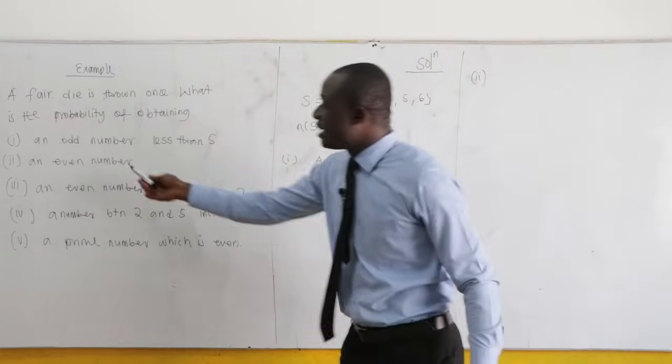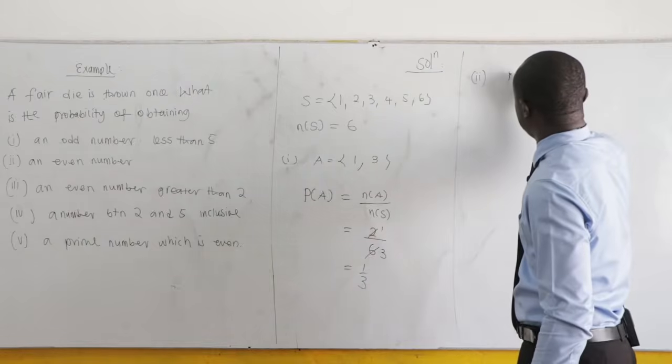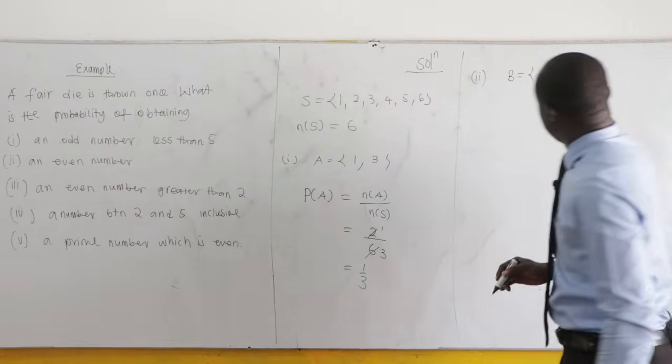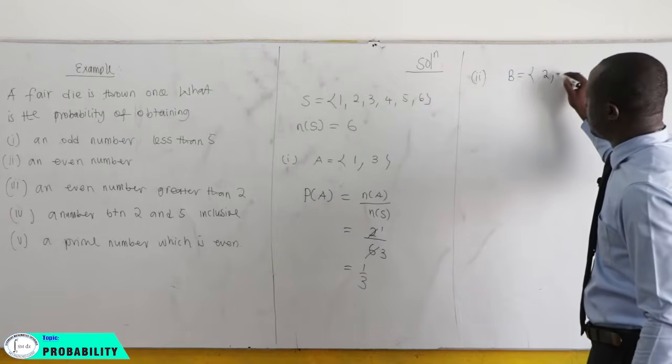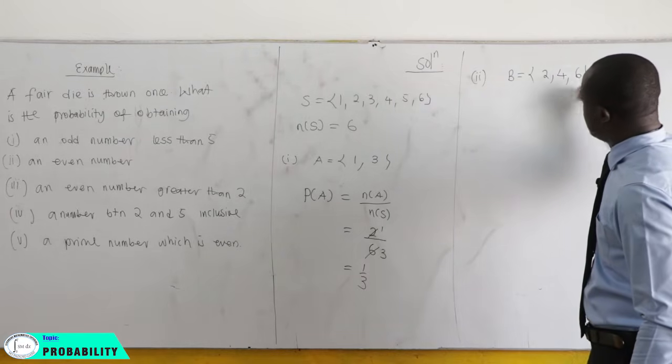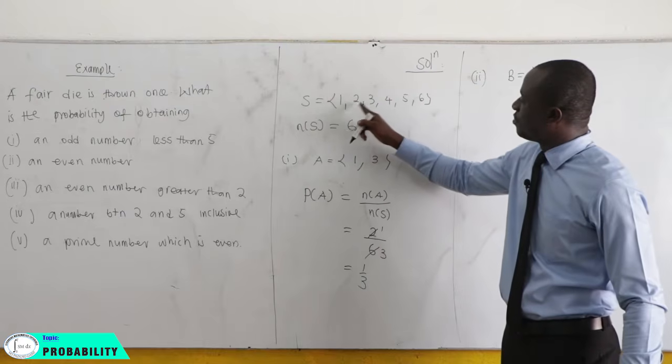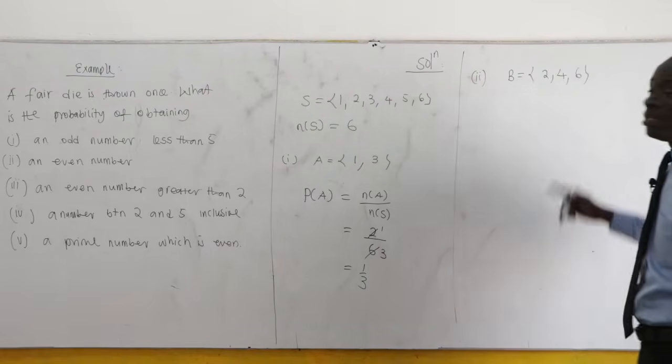The second one says an even number. So let's suppose that B is the event of selecting even numbers. What are the even numbers? That is 2, 4, and then 6. The event is 2, 4, 6. So this is the event.